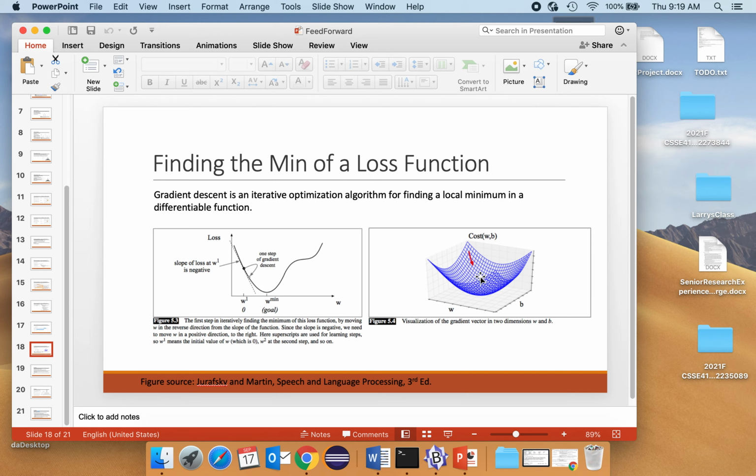So here's a nice visualization. We want to find a minimum. Ideally, there's only one.